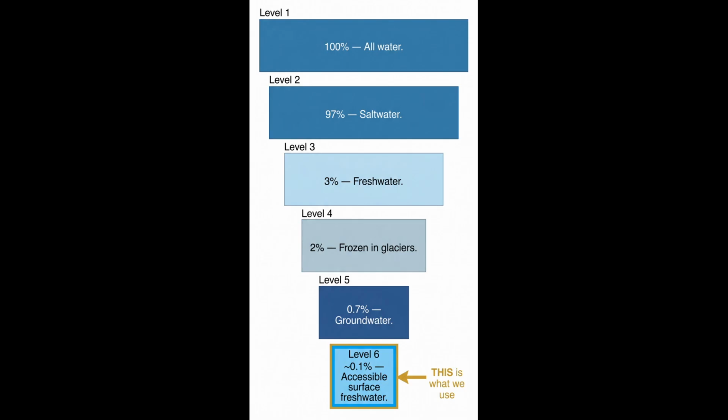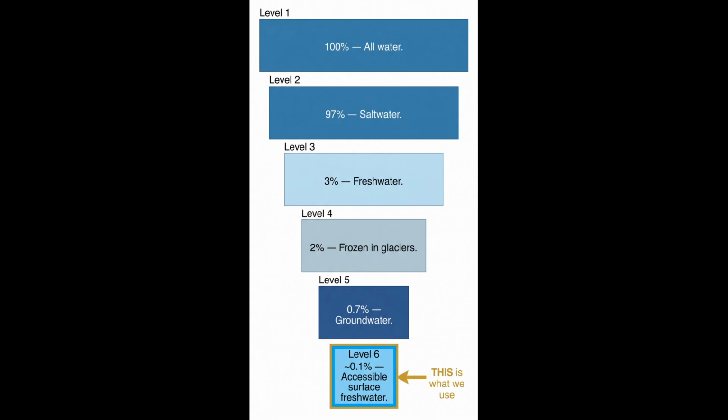Start at the top, 100%, all water on Earth. Drop down, 97% is salt water in the oceans. Far too salty for drinking or farming without treatment. That leaves 3% as freshwater. But look at the next level, approximately 2% of all Earth's water is frozen in glaciers and ice caps, locked away in Antarctica, Greenland, and mountain ranges. We cannot access that directly.